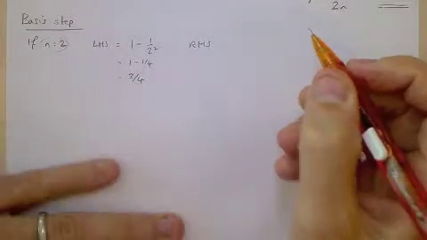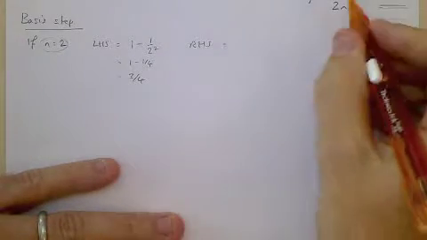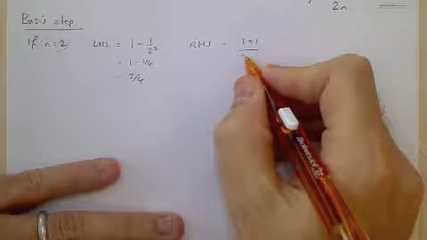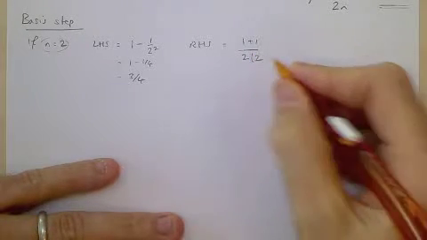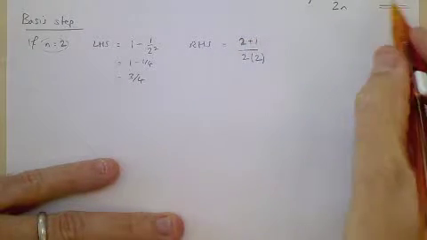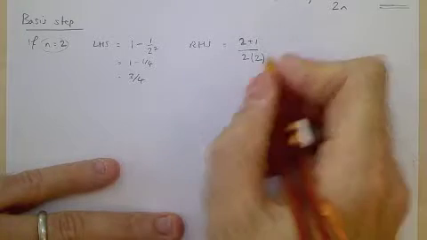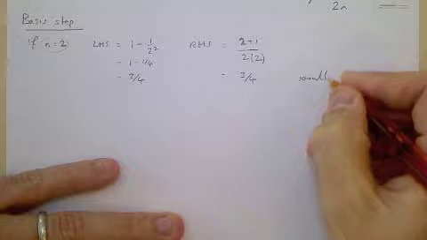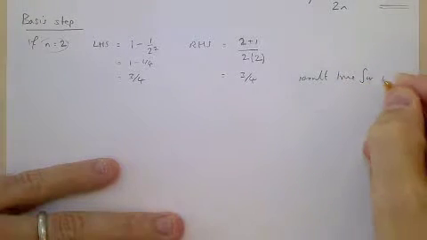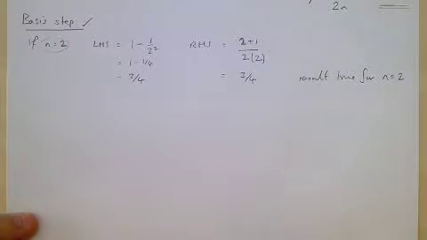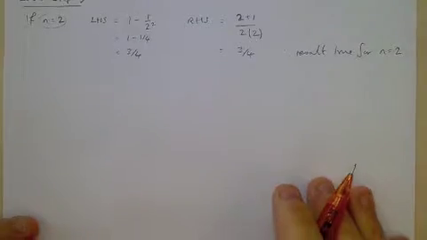Check the corresponding result for the right-hand side, making sure I'm clearly showing what I'm substituting in. 1 plus 1 over 2 lots of 2. Sorry, there's an early error avoided. n is 2 in this case. So this gives me 3/4. Therefore, result true for n equal to 2. And the basis step is done. On to the inductive step. Create a little bit of space.